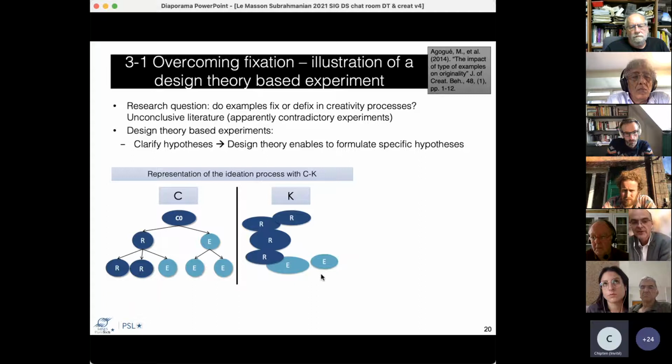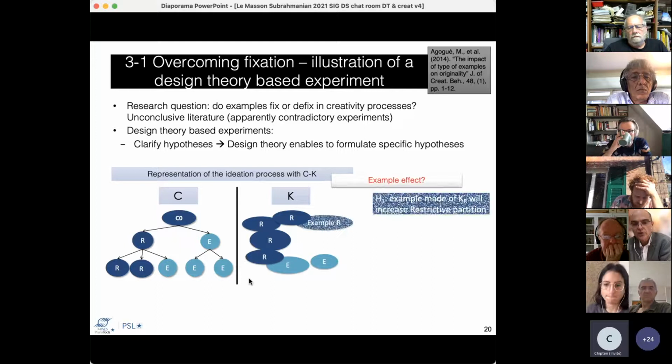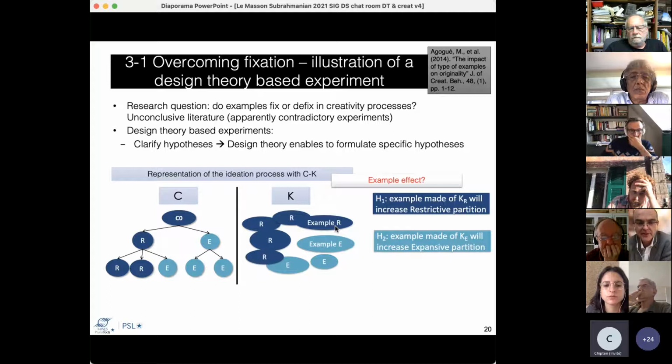But if he is able to activate expansive knowledge, he can produce more expansive ideas. An example in this framework can be chosen in the restrictive area, and then you can deduce that this example should provoke a restrictive partition, whereas an example chosen in the expansive knowledge should provoke an expansive partition. So you can test whether example one, restrictive, will provoke fixation, and example two, expansive, will provoke a defixation.